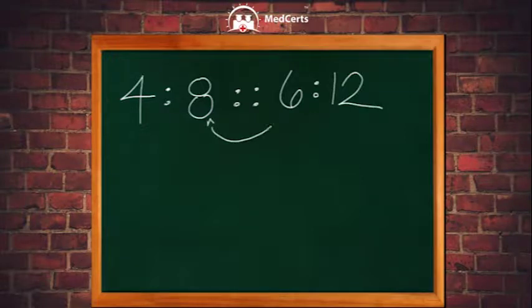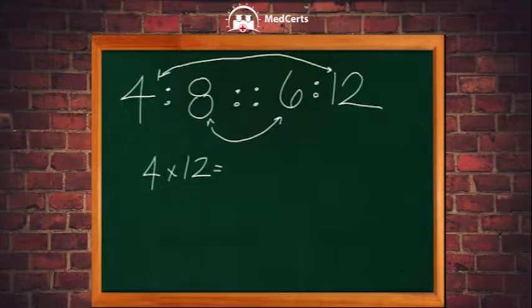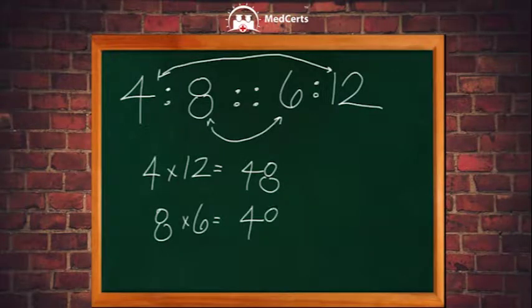We do a process of taking our inner numbers and multiplying them together, and then taking our outer numbers and multiplying them together. 4 times 12 would give us 48, and then 8 times 6 would give us 48. So we see here, this is a true proportion in that our inners are equal and our outers are equal. If you have a proportion where the inners and outers don't equal each other, then it's not a true proportion.